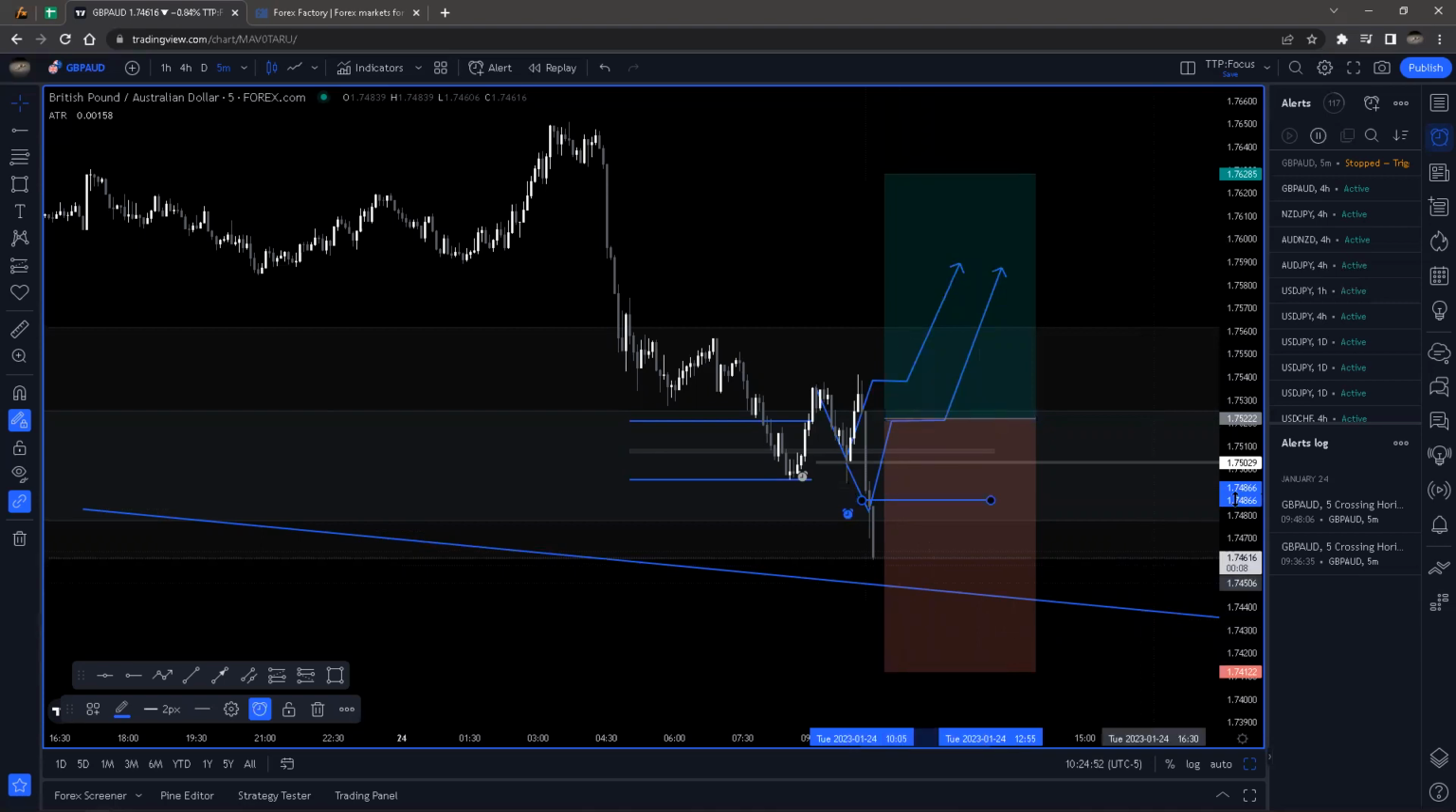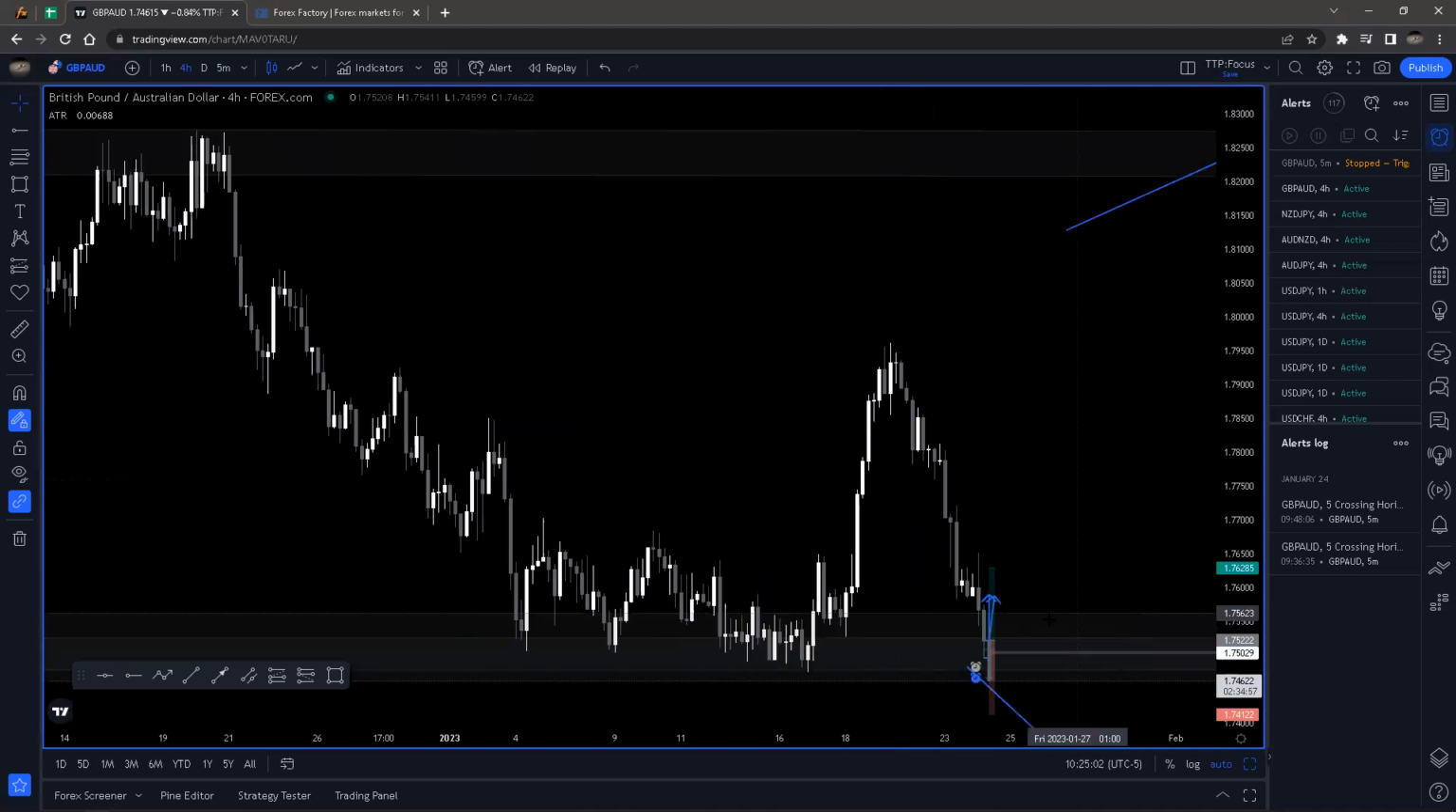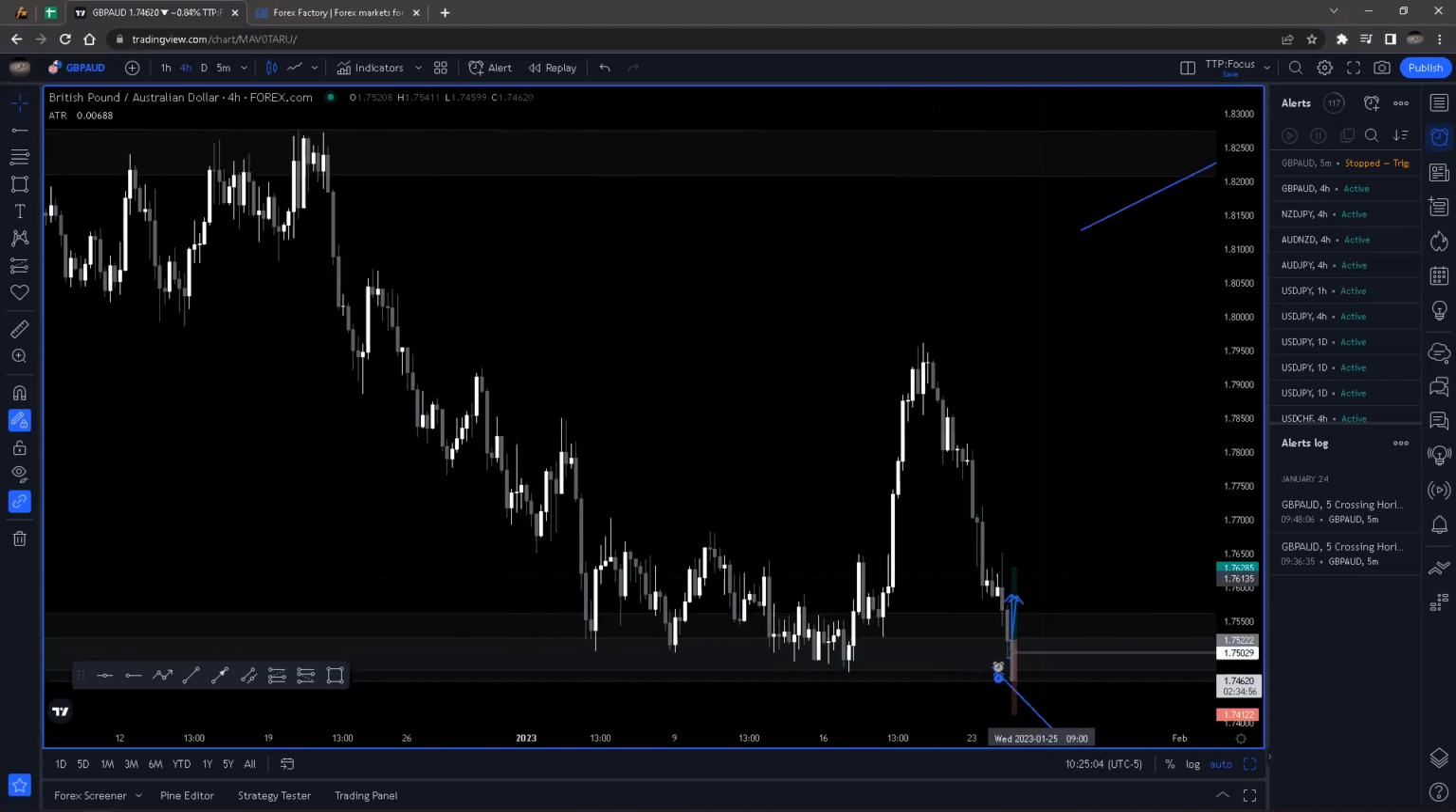So that's what we have set up for GBP USD, waiting for GBP AUD. Both are on a nice little 4-hour level that's been tested before. Just looking for a little pop out. And that's it. We'll let it ride.